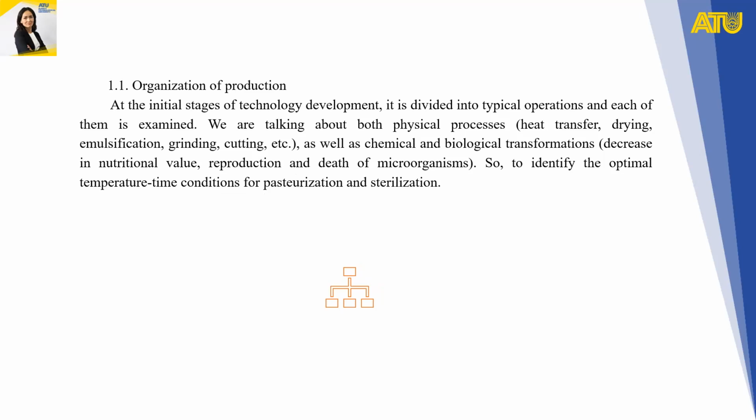Organization of production. At the initial stage of technology development, it is divided into typical operations and each of them is examined. We are talking about both physical processes as well as chemical and biological transformations. So, to identify the optimal temperature and time conditions for pasteurization and sterilization. Usually, a separate technological operation is first developed and entered into a common technological line.